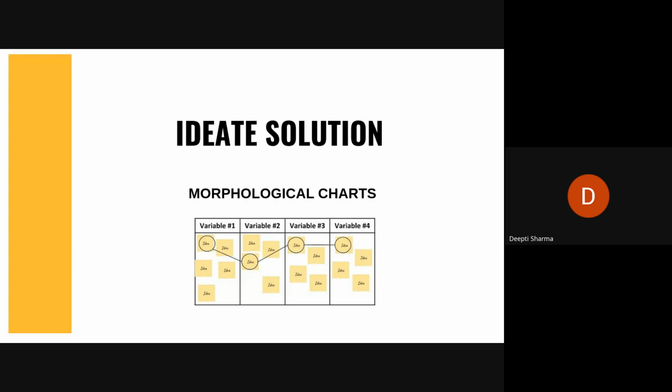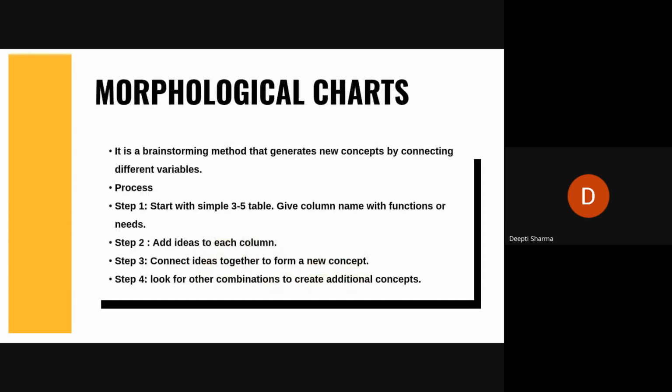We can create morphological charts to ideate the solutions. So morphological chart is a brainstorming method that generates a new concept by connecting different variables. For example, we can generate a new concept by relating different technological concepts or different already existing concepts and generate a new one. It is more close to the research perspective. Students can create the research papers on it.